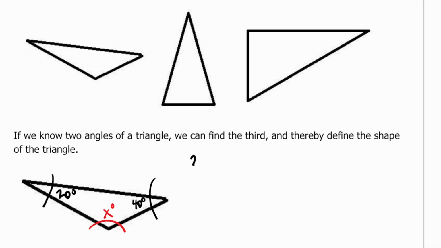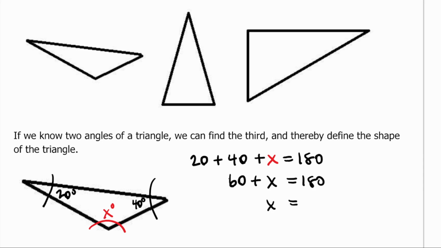So we could say that we know that 20 degrees plus 40 degrees plus x is going to be equal to 180. This is not a very difficult equation to solve, but we can combine like terms. Okay, subtract 60 and see that x is going to be 120 degrees.